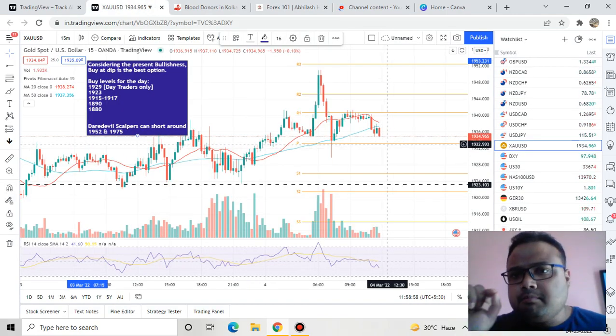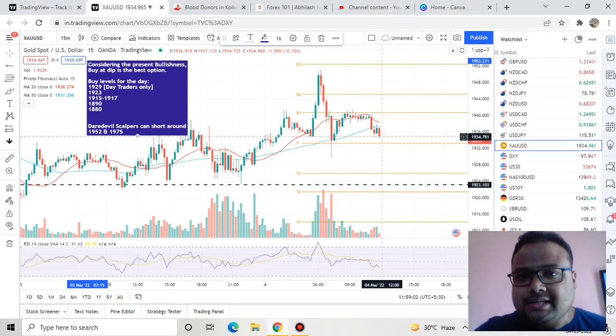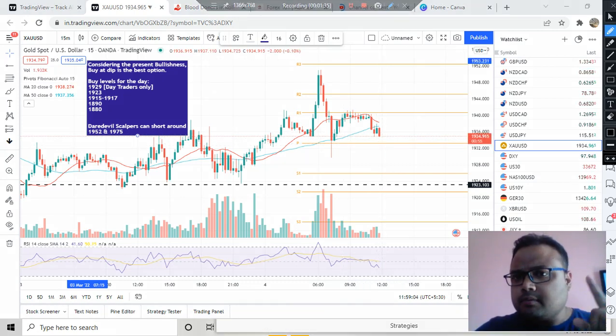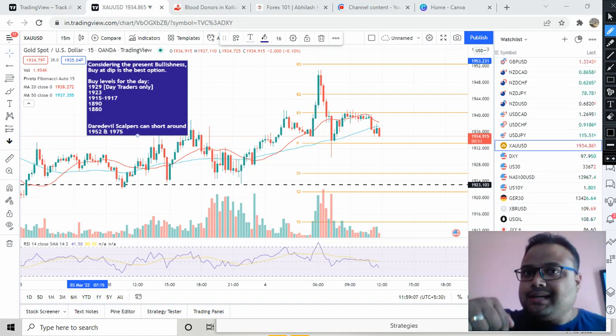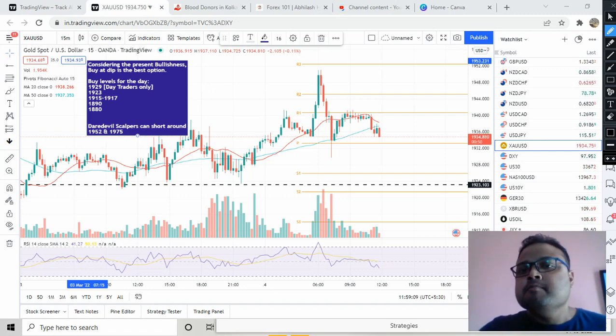So as of now, the market is trading at 1934. This is the current market price here. As you can see, right now at this moment the market is going down. So if you have a sell position, stay on the sell position.